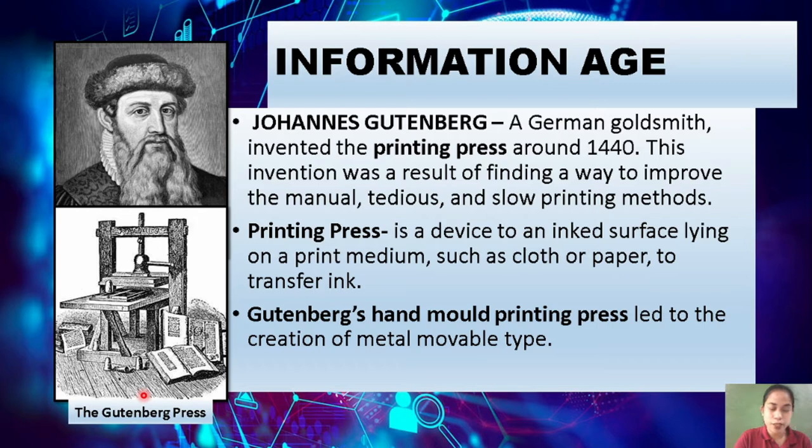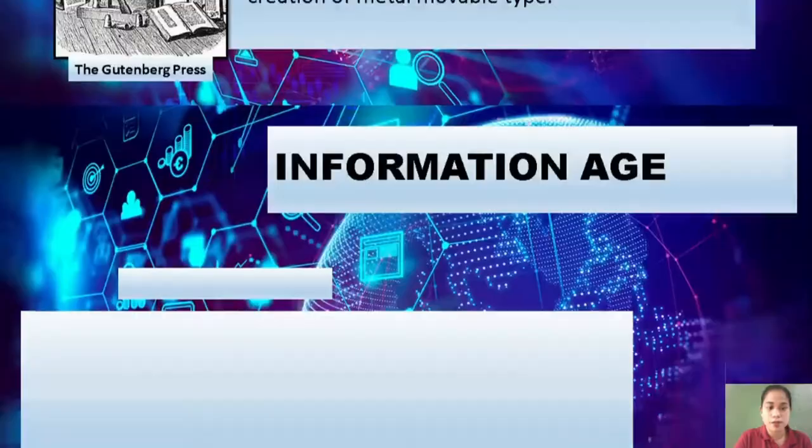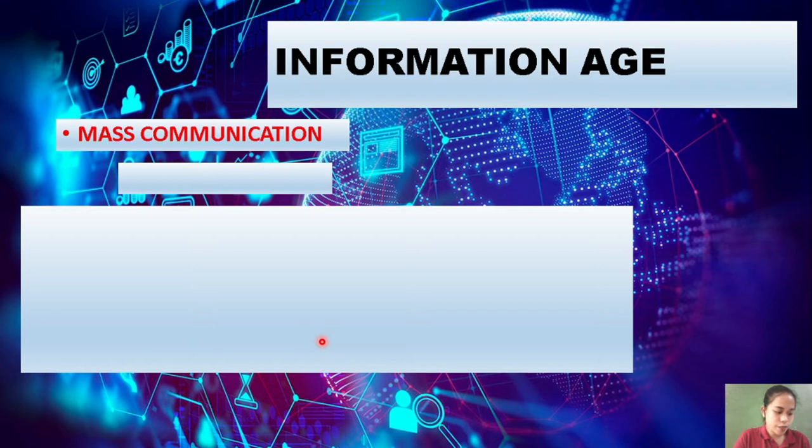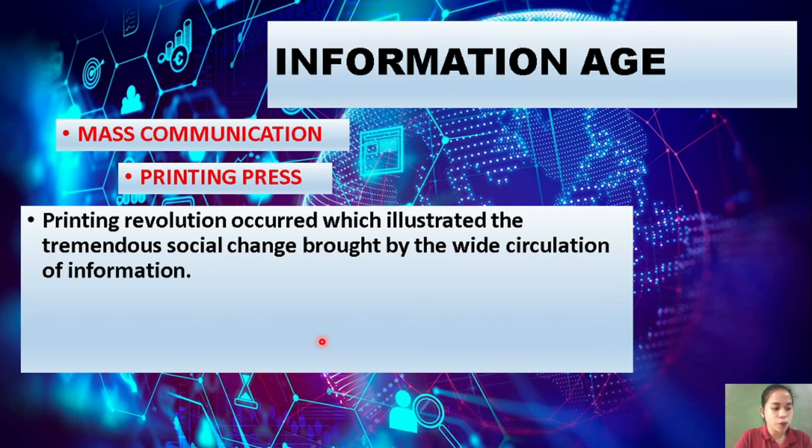So these two, the printing press and Gutenberg's hand-mold printing press, were combined to make printing methods faster, and they drastically reduced the cost of printing documents. The beginning of mass communication can be traced back to the invention of the printing press. The development of a fast and easy way of disseminating information in print permanently reformed the structure of society.